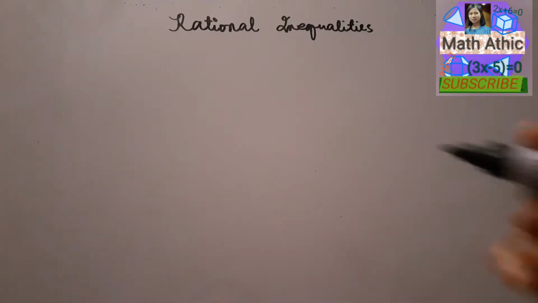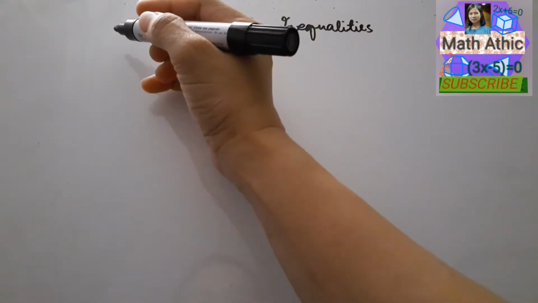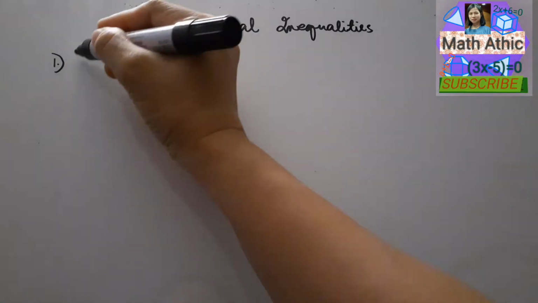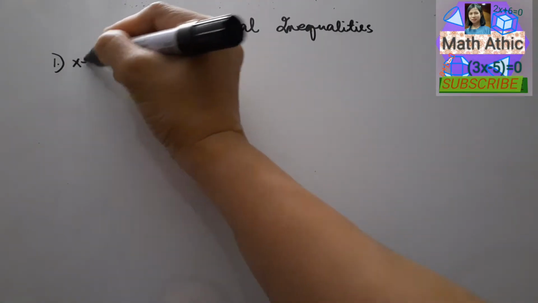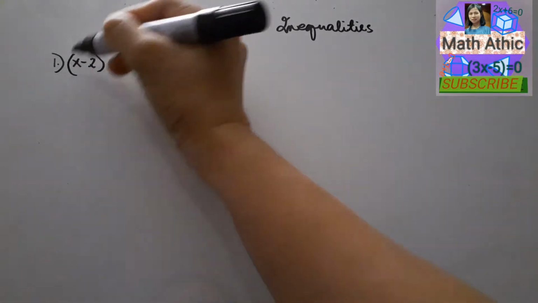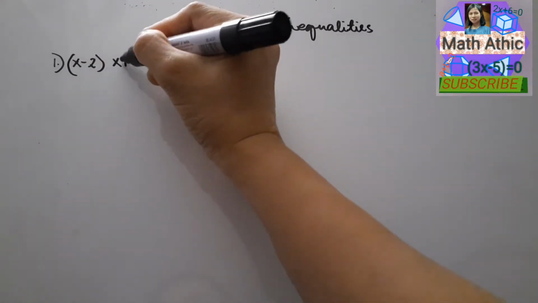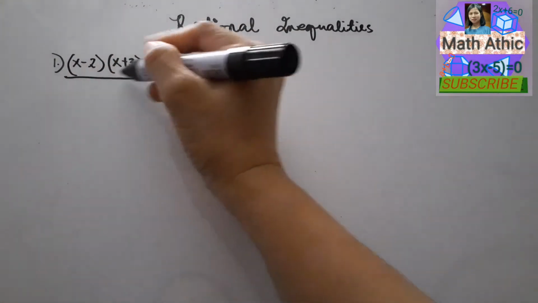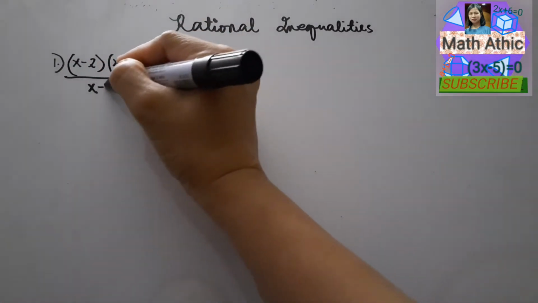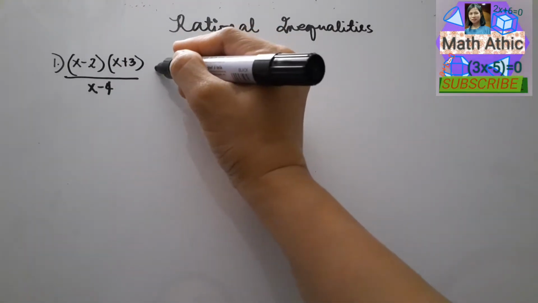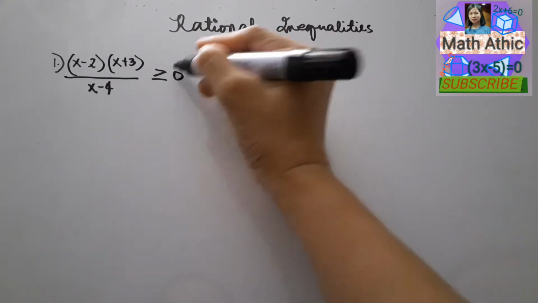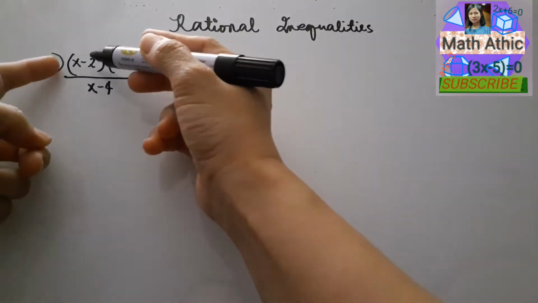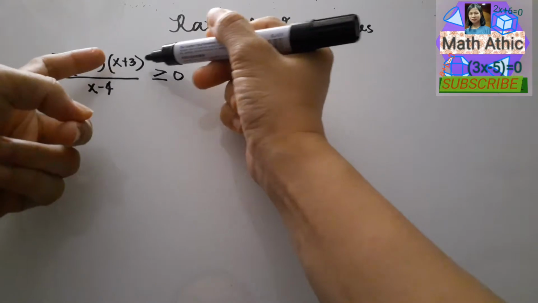Our lesson for today is all about rational inequalities. In solving rational inequalities, we need to find the zeros of the numerator of the rational expression and the real zeros of its denominator. They are the critical values of the inequality. Then we need to use test values to determine which of the intervals formed by the critical values are to be included in the solution set.